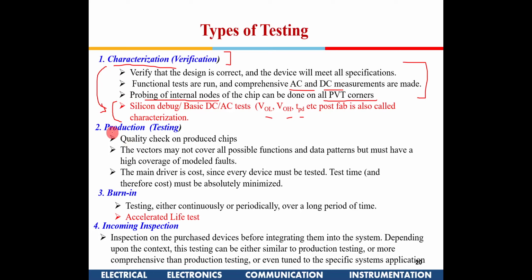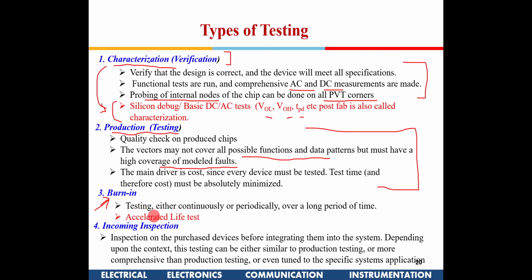Then we have production testing. This is the main goal of our course, where, to do this, you need to generate test patterns. That is what we are going to learn here. Here we are not doing functional checks, but only trying to find faults in fabrication. That is production testing. Then there is burn-in, where we can do some bit of functional testing.